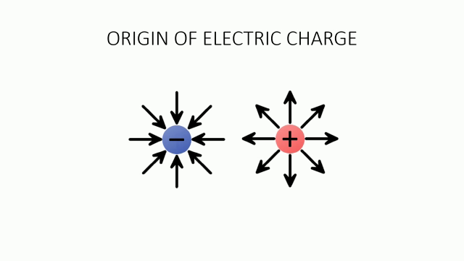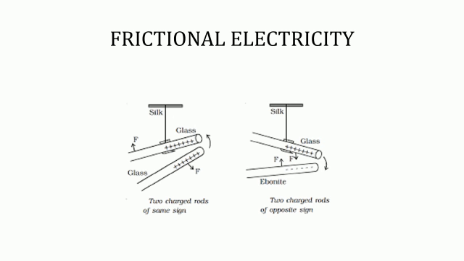Let's see how. When certain objects are rubbed against each other, the negatively charged particles on one object go to the other object. The object to which they go becomes negatively charged because of an excess of negatively charged particles. Similarly, the object from which the negatively charged particles go away becomes positively charged due to a deficiency or lack of negatively charged particles. It means that of the two objects being rubbed, one becomes positively charged and the other becomes negatively charged.